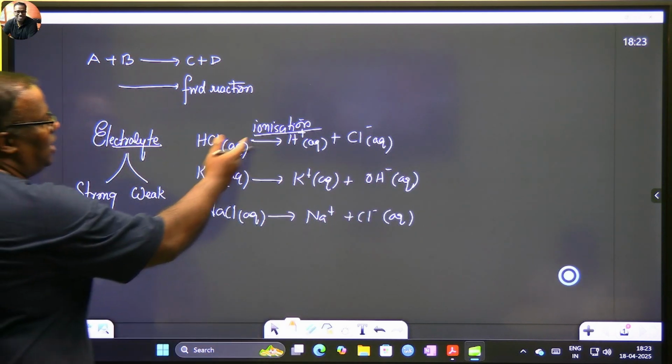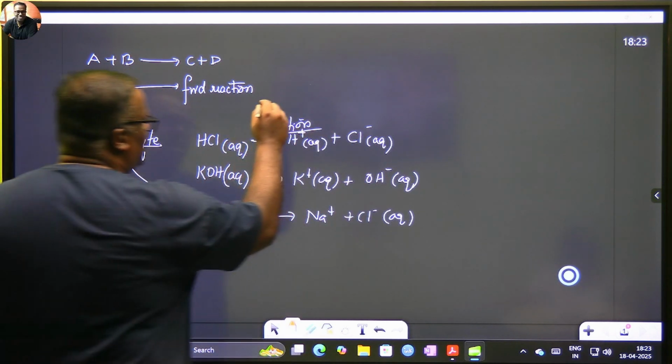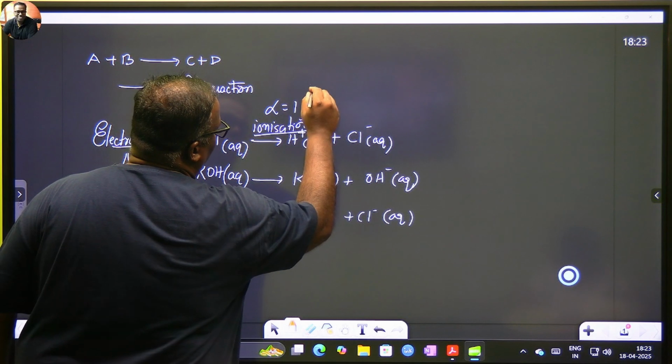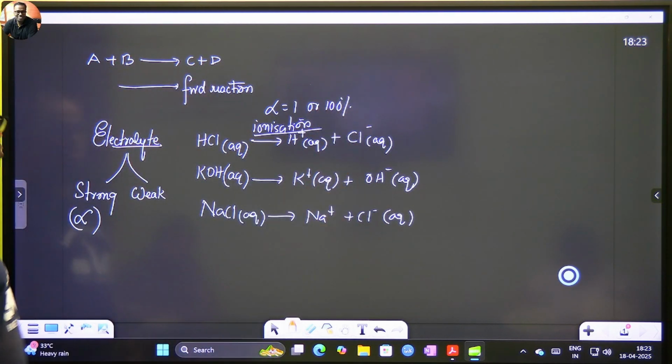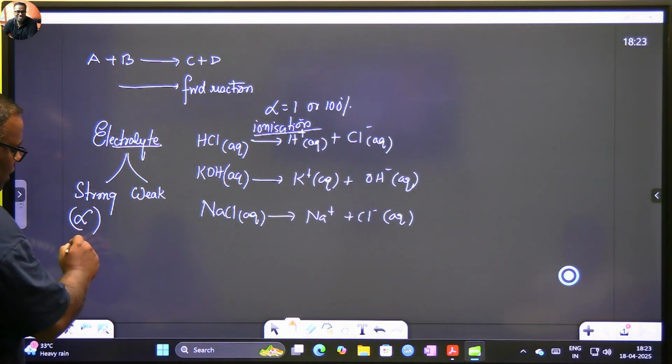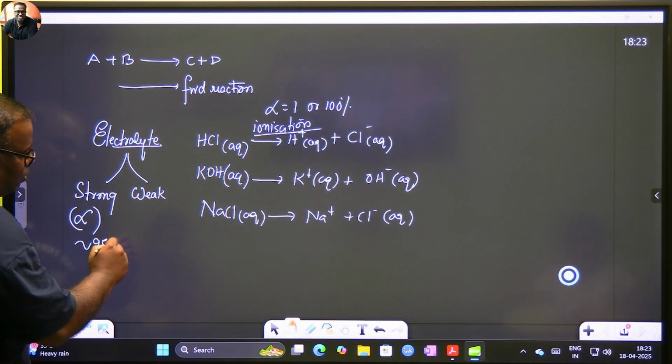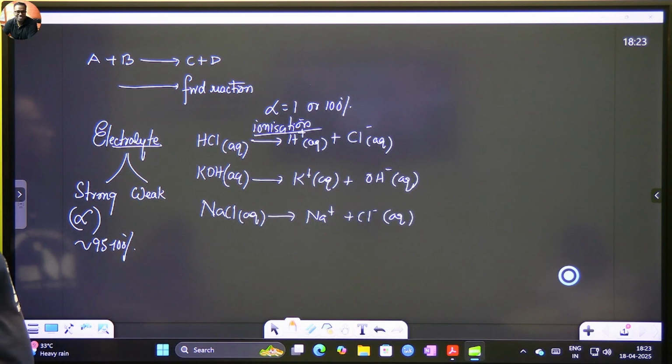This is properly and completely ionized. I would say its alpha is equal to either 1 or I can say it is 100%. Have you understood? So all strong electrolytes have alpha in the range of 95 to 100%. These are strong electrolytes. Have you understood?